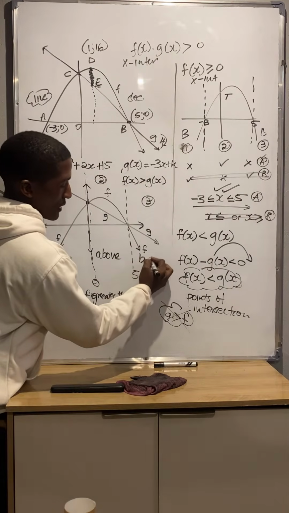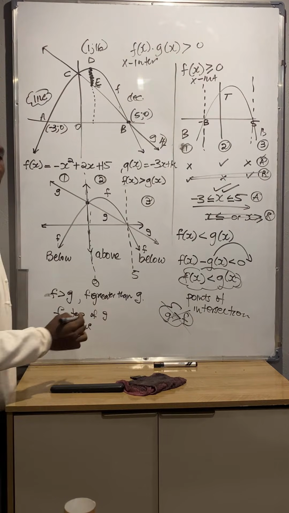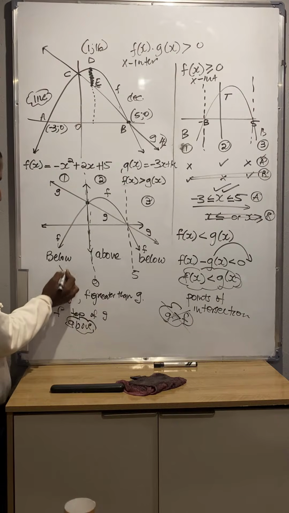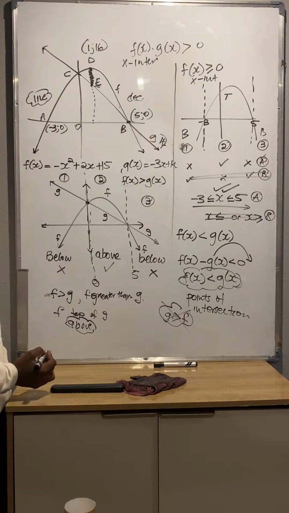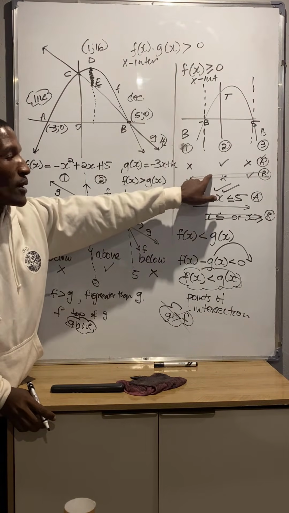So it's below, family. Therefore, family, we want where our graph is above. So that means this is wrong, this is right, and then this is wrong, which is the same pattern as this one, family.